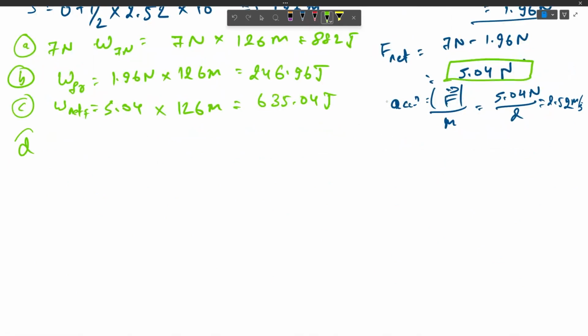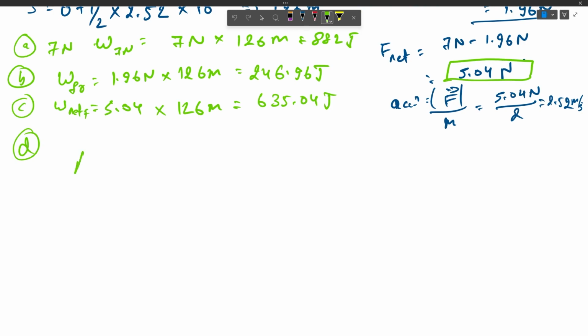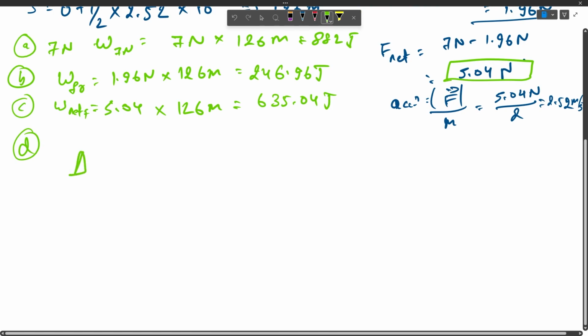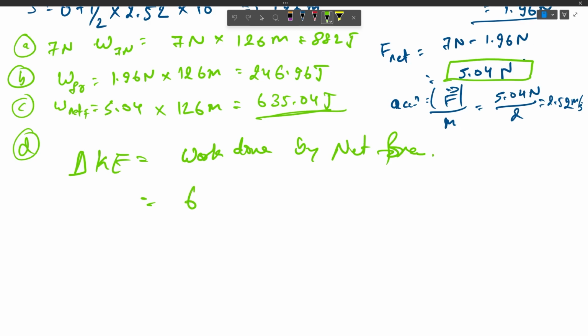Now fourth part of the question D says that change in kinetic energy of the body in 10 seconds. So from work energy theorem we know that work done by all the net forces is equal to change in kinetic energy. So it can be expressed as change in kinetic energy equals work done by net force. Change in kinetic energy would be equal to work done by net force, that is 635.04 joule. Thank you.